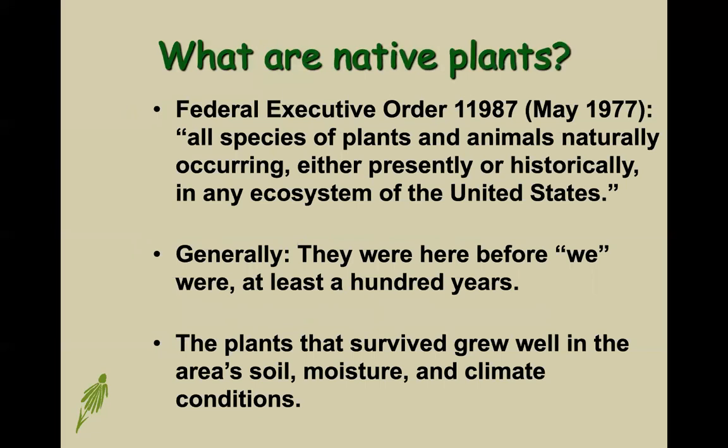Well, there's a government definition for it, of course. You can read that there. Generally, native plants were here before we were, for at least 100 years. I'm saying at least 100 years because we weren't there to know for sure how long. It could have been 1,000 years, could have been 5 years. We're not entirely sure. Scientists probably know, but generally I'm just going to say at least 100 years. That's safe. And the plants that survive in an area grew well because of certain aspects of the environment there: the soil, the moisture, climate conditions.